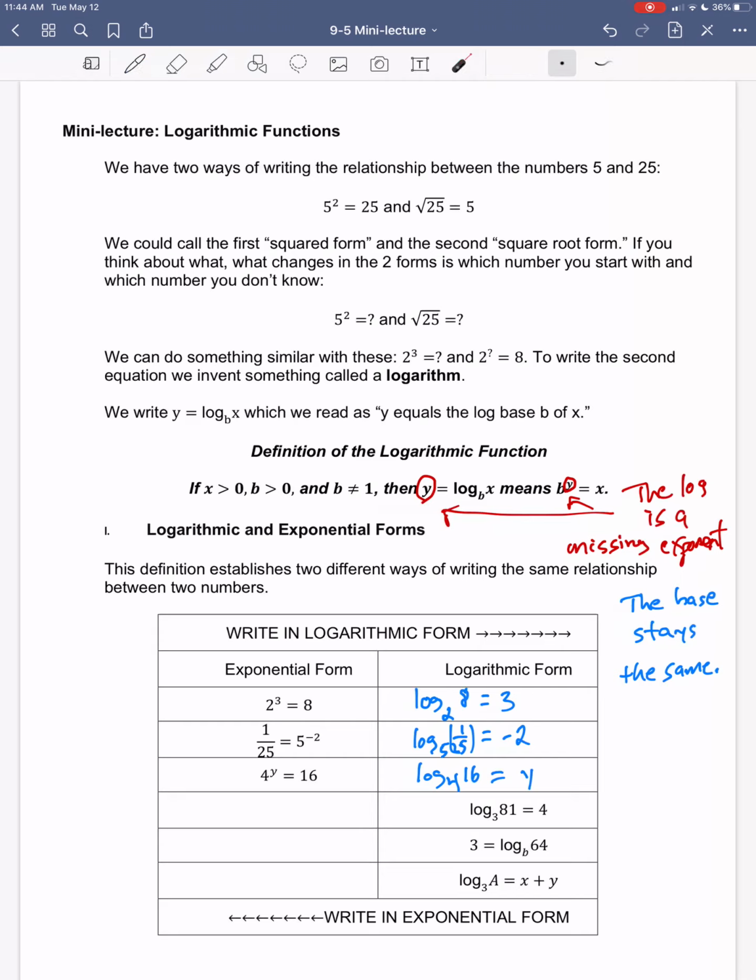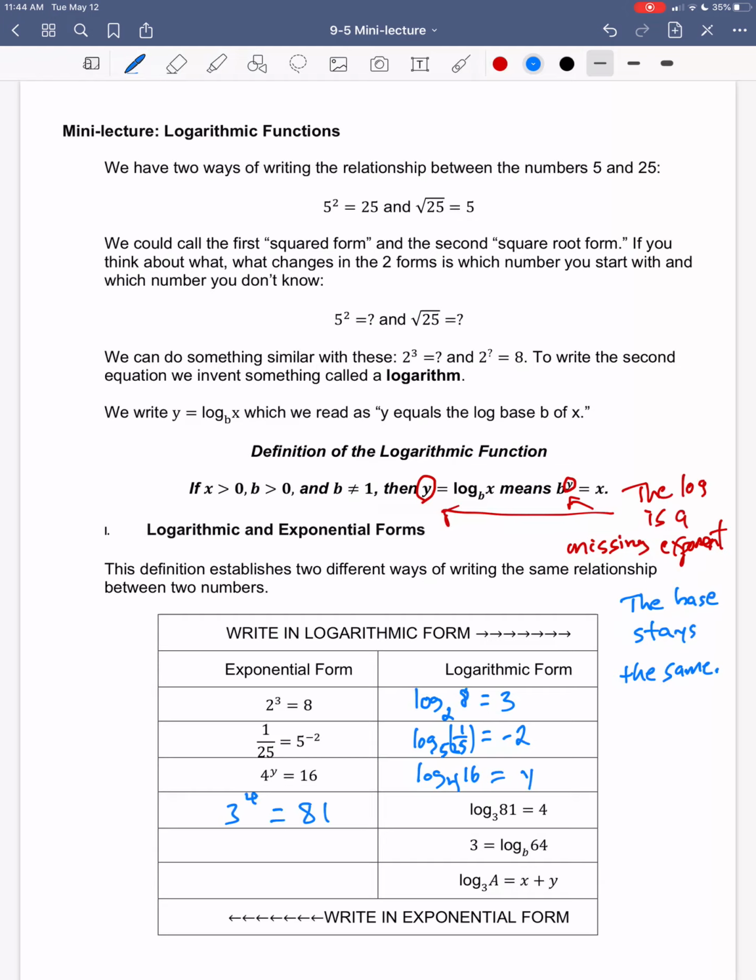Okay, let's go through these others a little more quickly. Hopefully you're getting the hang of this. Now I'm going to go the other way, but it doesn't matter which way we're going. The base stays the same. What's the base here? Log base 3. So I get 3 to some power equals something else. The log is equal to the exponent, so the 4 is my exponent. 3 to the 4th equals 81, and of course that's true. 3 times 3 times 3 times 3 is 81.